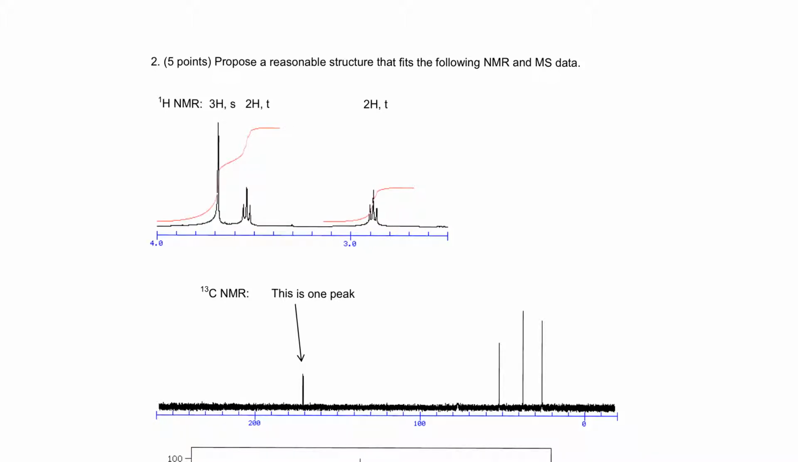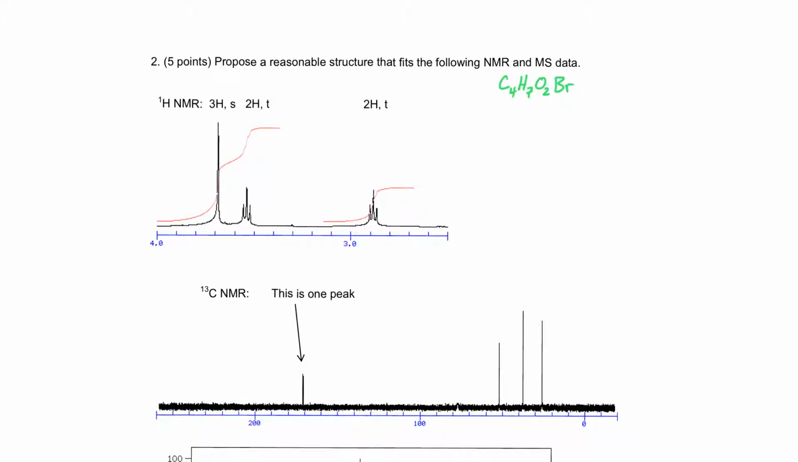All right, on to question 2. We are given a proton NMR, a carbon NMR, and a mass spectrum. And again, this is being recorded in spring of 2018. So in this class, this semester, we did not use mass spectra. So I'm going to say the information we got from the mass spectrum was basically the formula. C4H7O2Br. So we analyzed the mass spectrum, and that is the formula we obtained.